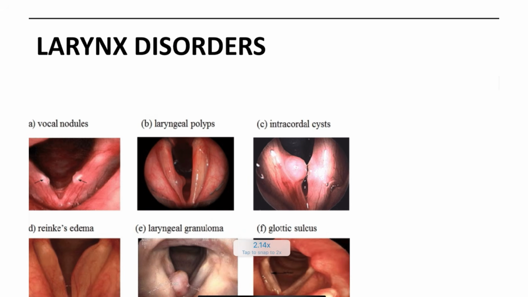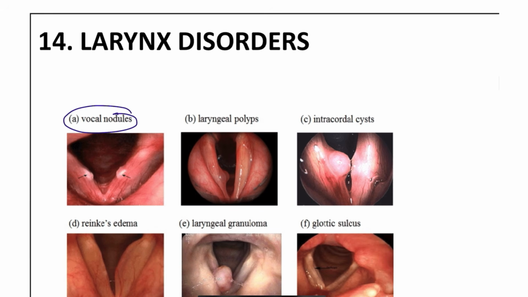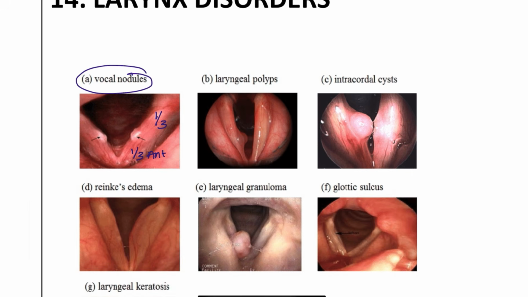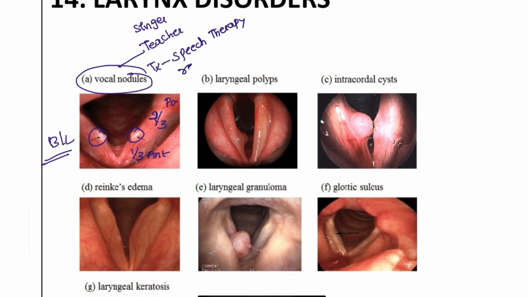Next, larynx disorders. Here you can see the different types of larynx disorders. First one, laryngeal vocal nodules. What is the location? Here you can see this is the 1/3 anterior and 2/3 posterior. These are bilateral, most commonly seen with singers or teachers. What is the treatment for this patient? Speech therapy, or we can also give rest. That is for vocal nodules, right?